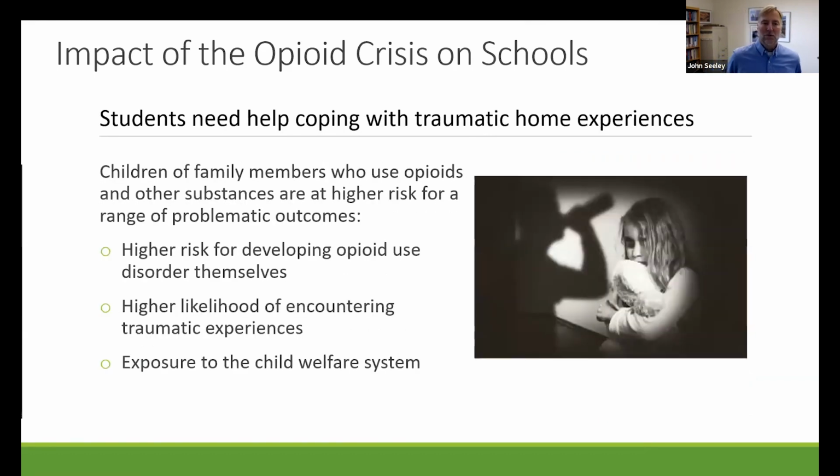And students need help coping with traumatic home experiences. We know that children of family members who use opioids and other substances are at higher risk for a range of problematic outcomes, including high risk for developing opioid use themselves, and that's opioid use disorder. Higher likelihood of encountering traumatic experiences, and that often can lead to exposure to the child welfare system.